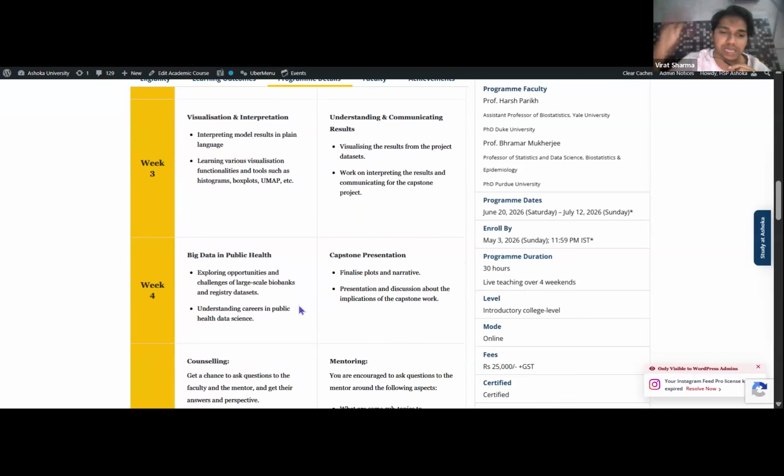And finally, we'll get to the demo day, which will be the final week 4, where the models that you've been working on throughout the program, you'll get to present them in the final day of the program.